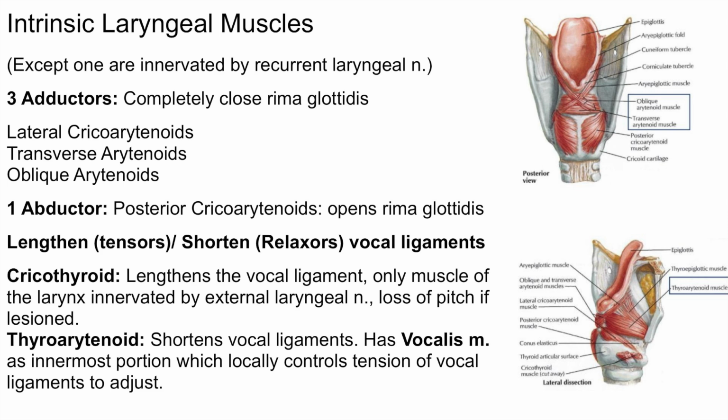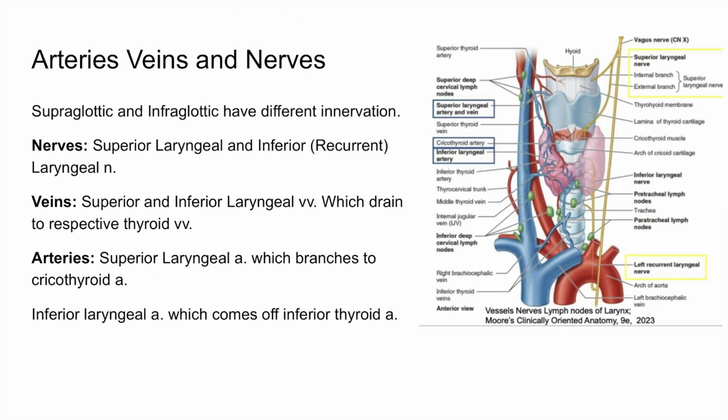So again, recurrent laryngeal nerve injury is going to be cords can't move properly, so you're going to get voice and airway issues. And then external laryngeal nerve injury is going to be voice is still present, but you can't hit your high pitch. Okay? All right, so this slide is tying together vascular supply and, more importantly, innervation patterns.